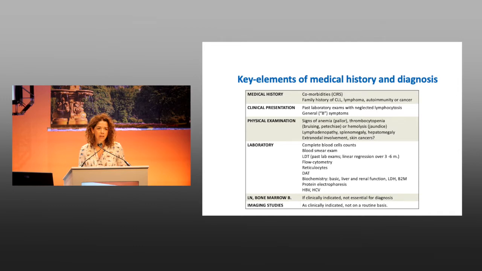Additionally, the physical examination, of course, is important. Signs of anemia, thrombocytopenia, and lymphadenopathy are very useful, and we need to look at extranodal involvement and make an exhaustive examination of skin lesions, because we know that patients with CLL are more prone to develop skin cancers. We also have to perform, obviously, a blood test along with flow cytometry and other chemistry parameters which may be useful.